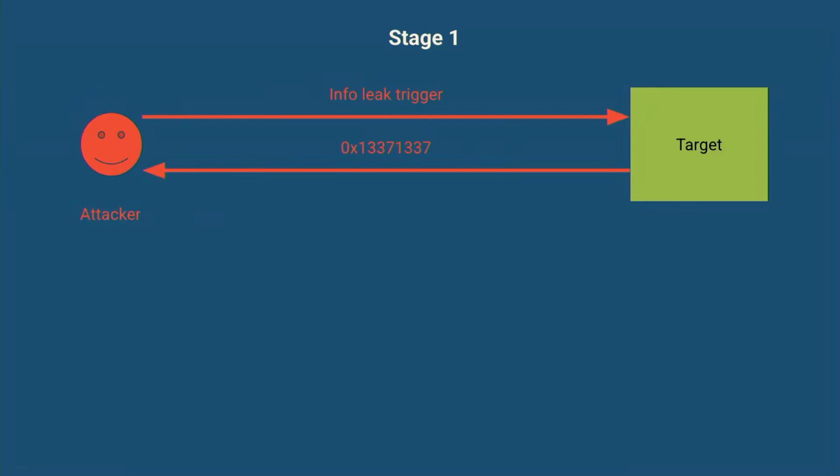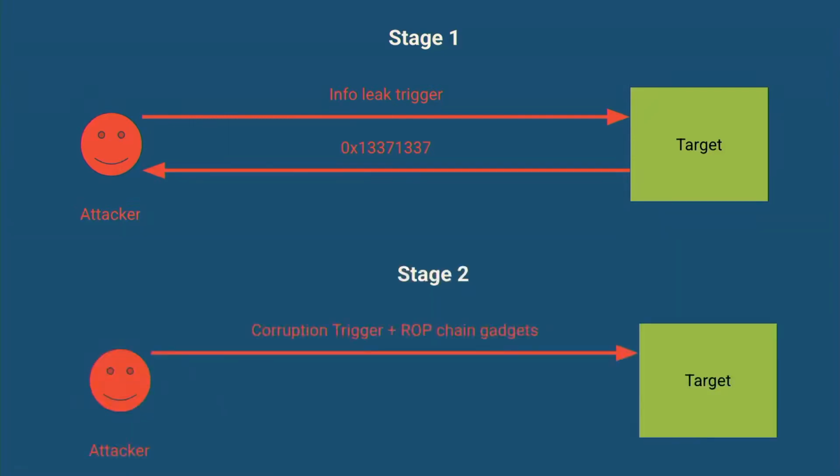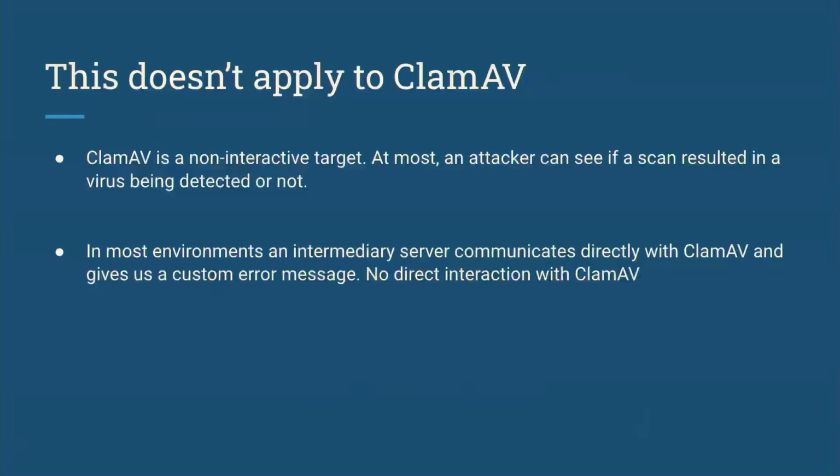So somewhere in the response, we have a pointer, and from there, we can derive the location of libraries in memory, and so forth. And then with this information, the attacker can now craft another payload and craft a ROP chain that will exploit another vulnerability or the same vulnerability. And if the attacker gets lucky, the target responds with a reverse shell. Now, this doesn't apply to ClamAV.